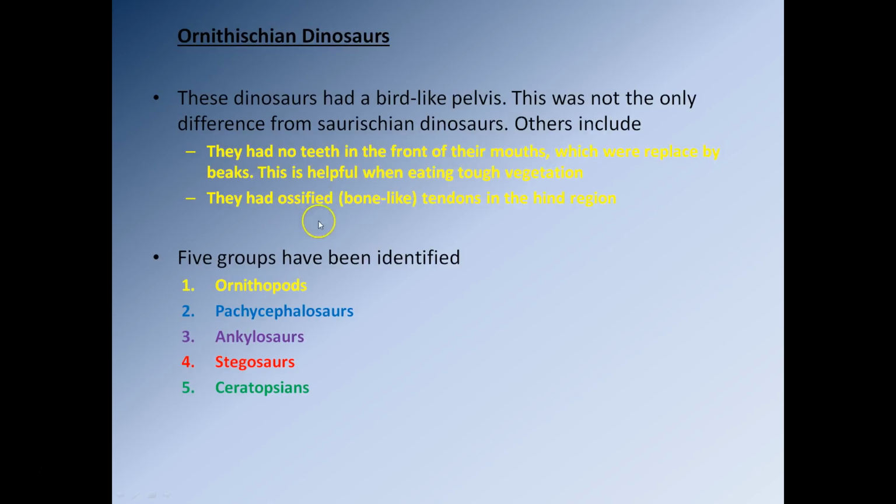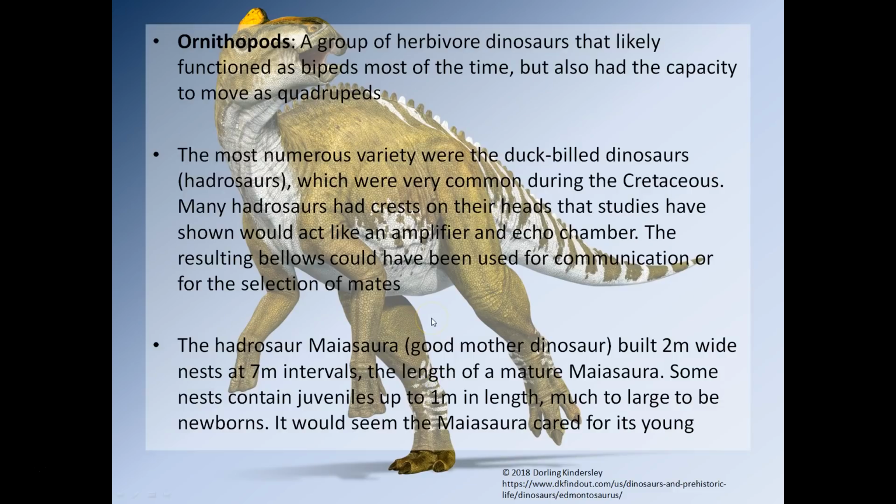Okay, so the Ornithischian dinosaurs are split into 5 subgroups: the Ornithopods, the Pachycephalosaurs, the Ankylosaurs, Stegosaurs, and the Ceratopsians. We've already seen this slide, but we're going to go over it again just to keep everything in one presentation. The Ornithopods are a group of herbivorous dinosaurs that likely functioned most of the time as bipeds, but had the capacity to move as quadrupeds.